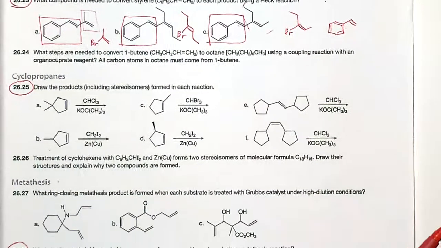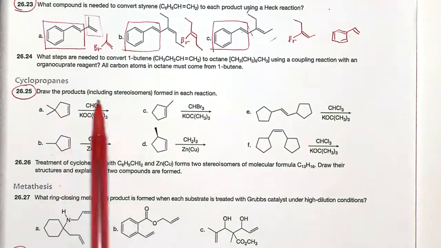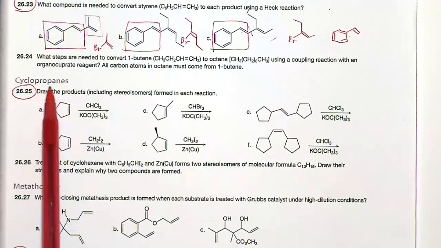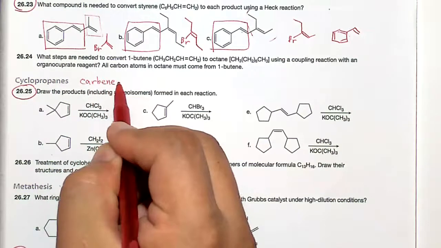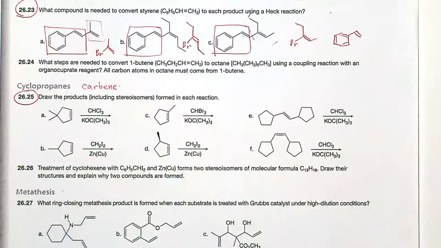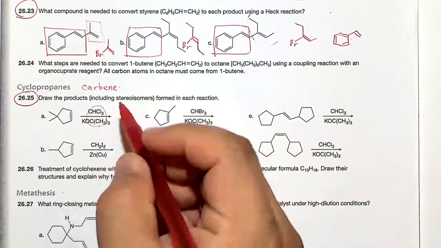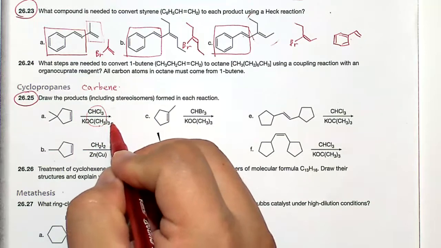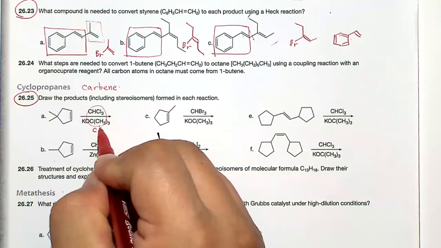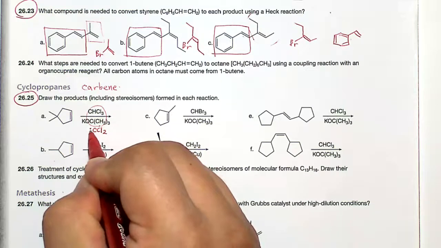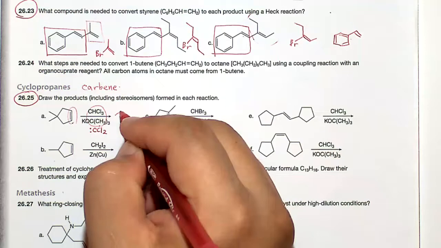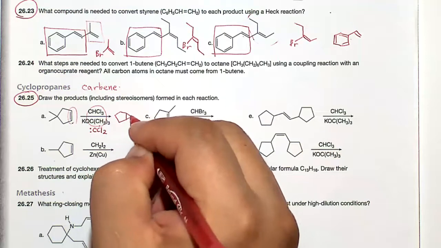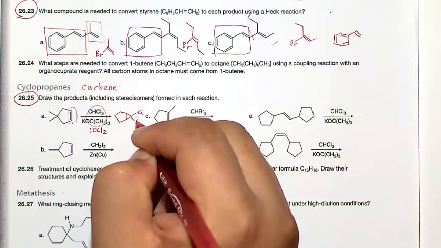26.25. Draw the products formed in each reaction. This is cyclopropanes using carbene chemistry. That's how to make CCl2 carbene. The carbene generated from here is CCl2 carbene with a double bond. It's going to make a cyclopropane ring.